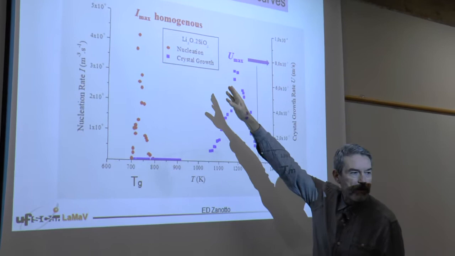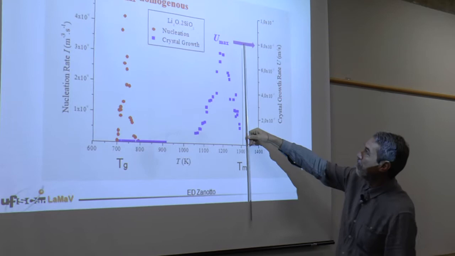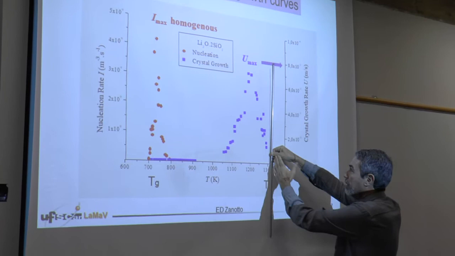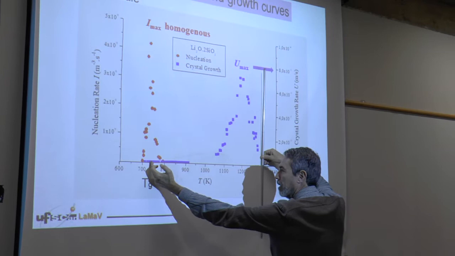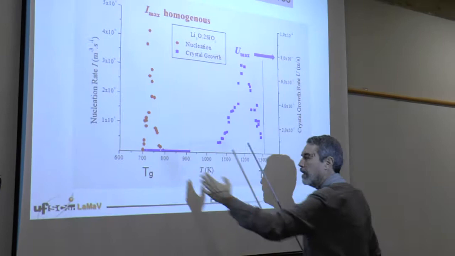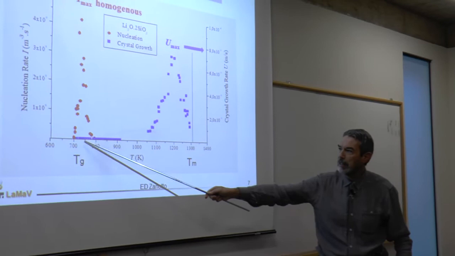So the fact that this is the melting point, we are well below the melting point. This is called the undercooling or supercooling. These are deeply supercooled liquids. This is a measure of the thermodynamic driving force to induce nucleation. That's why we believe that we are actually measuring homogeneous nucleation. First sign is that the supercooling is very, very high. You know, from here to here, you have almost 700 degrees Celsius of supercooling.